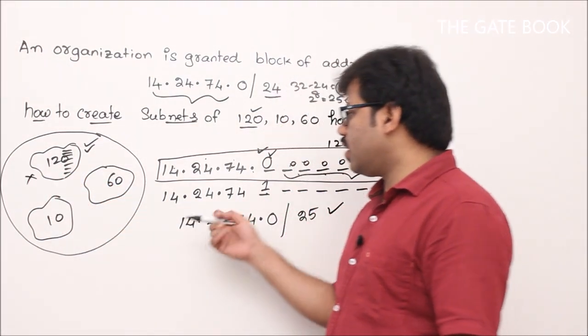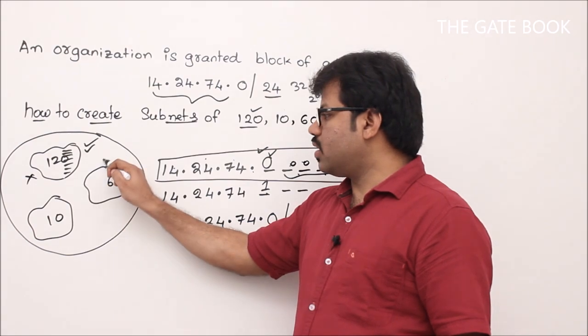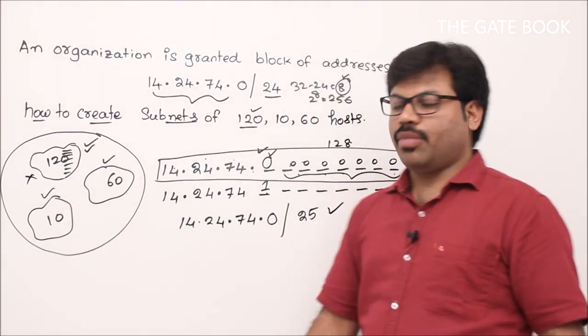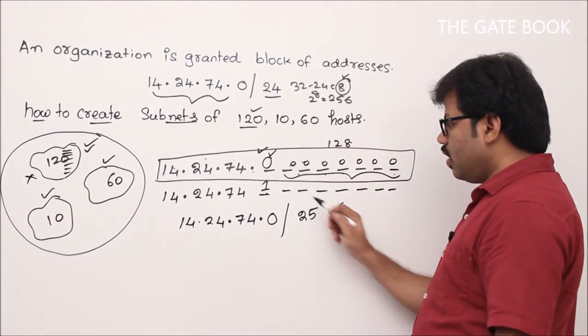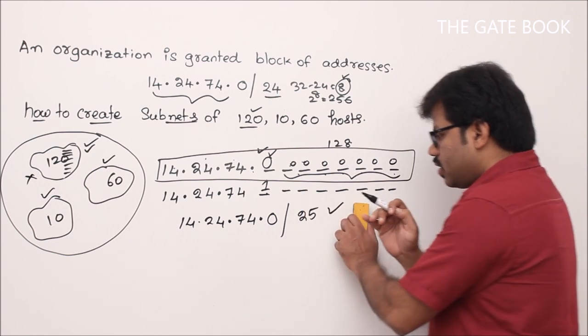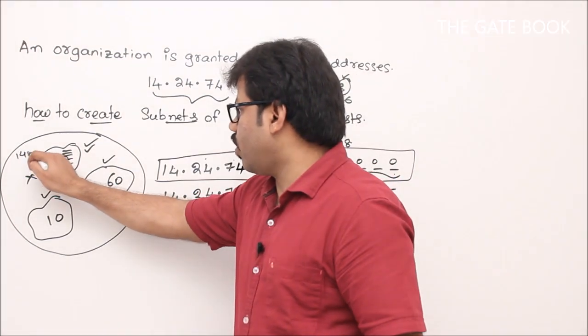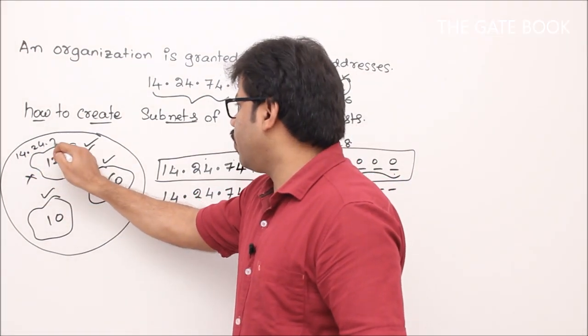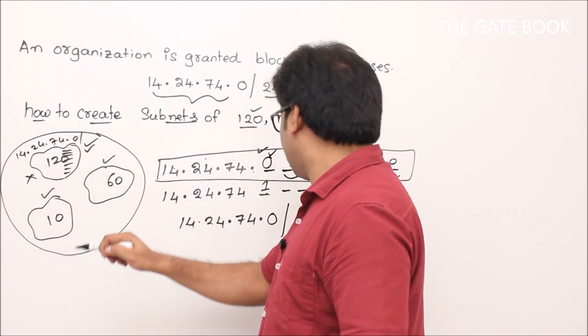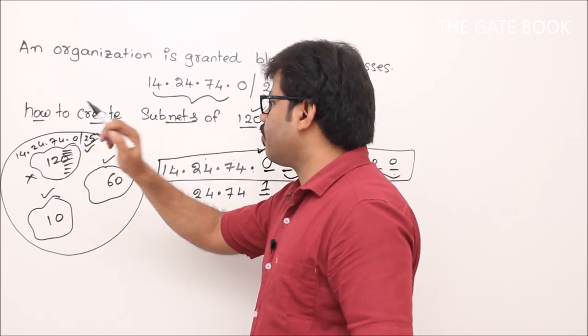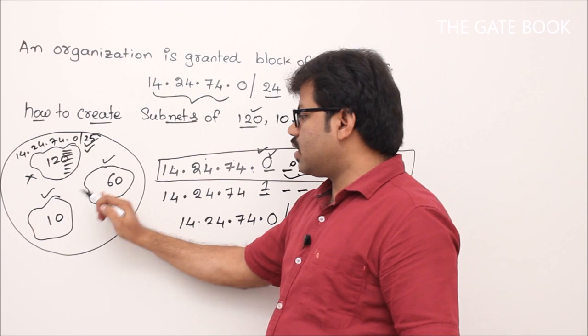What about this remaining thing? We now have a requirement for 60 and 10. But I have a pool of addresses, you see, 128, correct? Just remove it. This is done. Let me write the name of the address here: 14.24.74.0/25. This is the subnet. Second subnet. One is 60, one is 10.